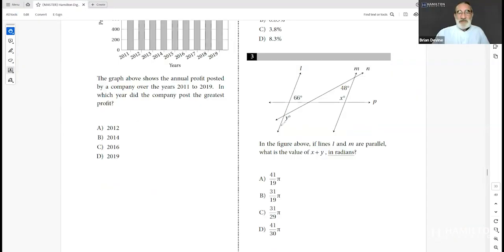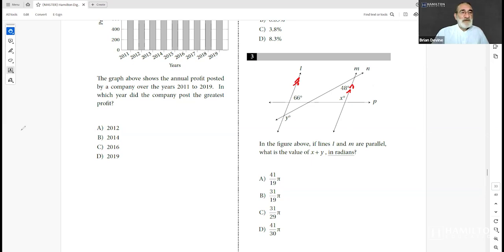Question three. In question three, we're given a figure, geometric figure. It looks like we got a bunch of lines crossing it. In the figure above, I have that line L is parallel to line M. And if that's true, then I should be able to answer this question using facts about parallel lines cut by transversals. So what is the value of X plus Y?